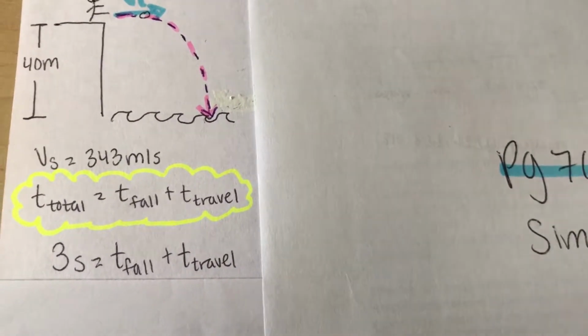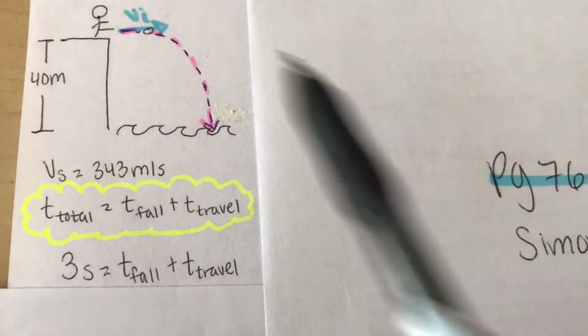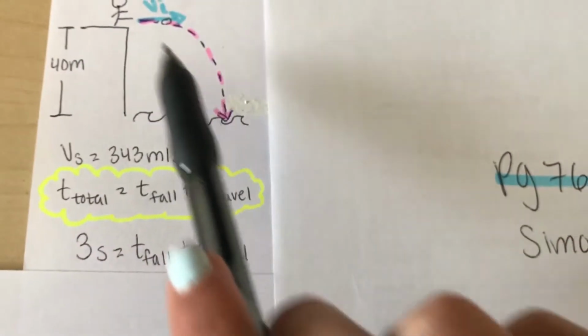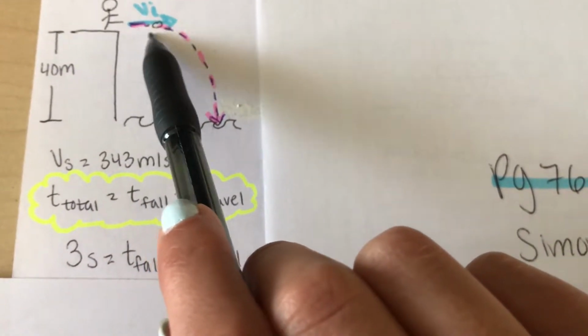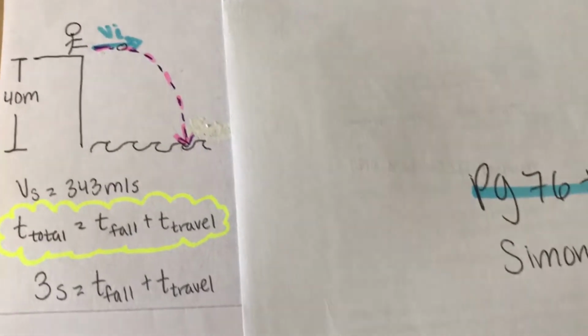So this is the full thing. 3 seconds is equal to the time it takes for the rock to fall, plus the time that it takes for the sound to travel back up through the same path, back up to the people. So that is more of a straight line diagonally. We'll get to that later in the problem.